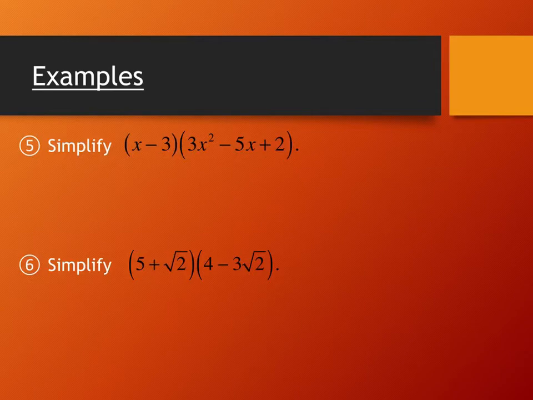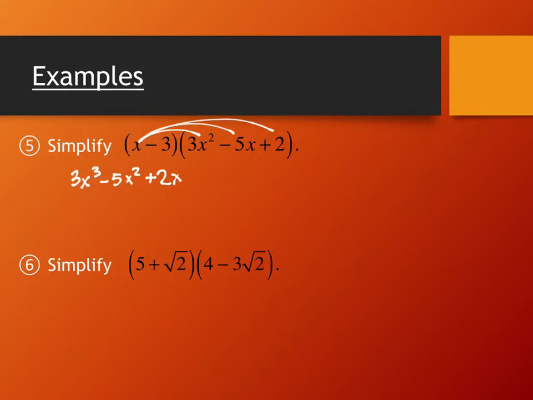So the way that I keep track of them, and again, this is just the way that I think about them, is that I take the first term and I distribute it through all of the second set of parentheses. So I have x times 3x squared, which is 3x cubed. X times negative 5x, negative 5x squared. And then x times 2, which is 2x. Okay, so that's the x, the first one.